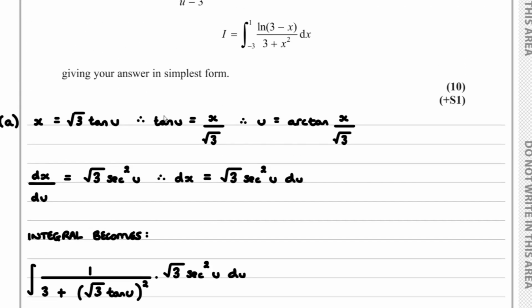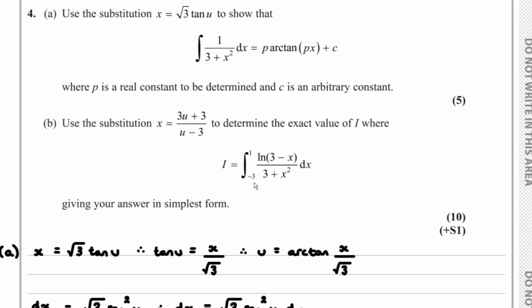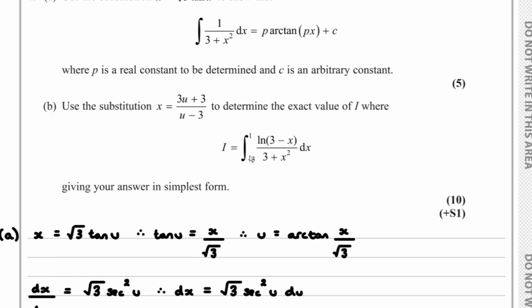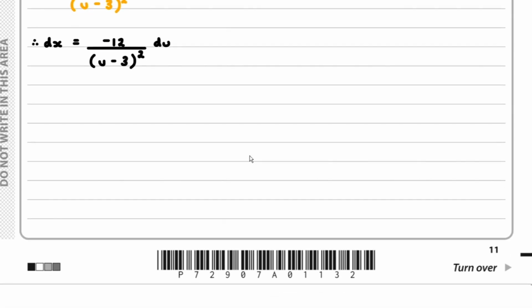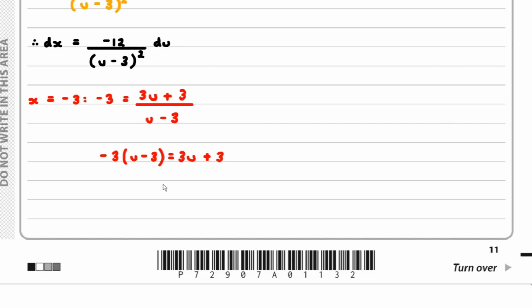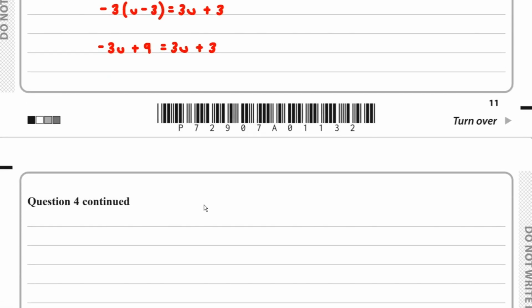If we go back to the question, you will notice we have limits in terms of x. We've got the lower limit, which is negative 3, and the upper limit, which is 1. So we need to find the corresponding u limits. When x equals negative 3, we've got negative 3 equals (3u plus 3) over (u minus 3). So we've got negative 3 multiplied by (u minus 3) equals 3u plus 3. Negative 3u plus 9 equals 3u plus 3. 6u equals 6, so u equals 1. And this is the lower limit.